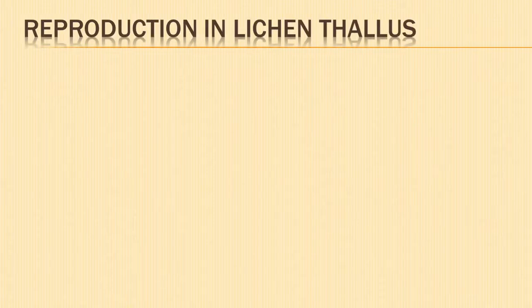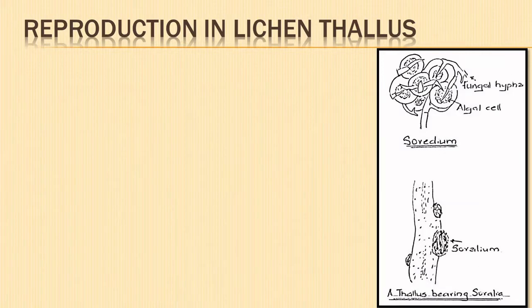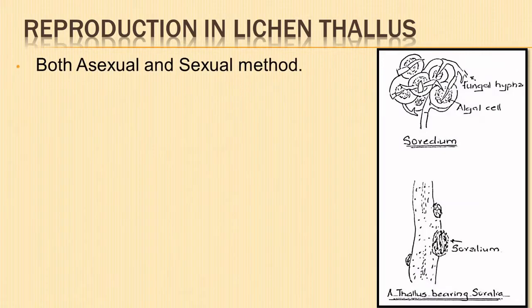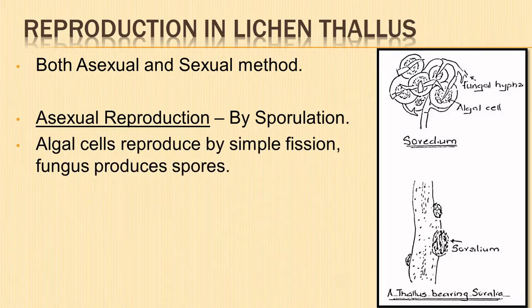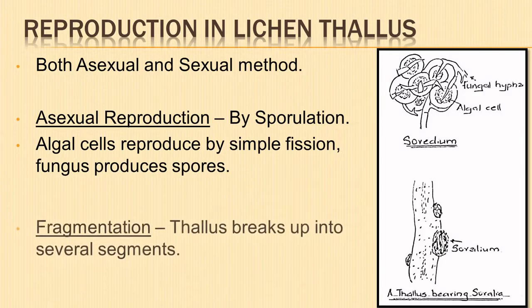Next, we shall study about the reproduction seen in lichen thallus. Lichens reproduce both asexually and sexually. Asexual reproduction may take place by vegetative methods or by sporulation. The algal cells reproduce by simple fission and the fungus produces spores. Vegetative methods of asexual reproduction.